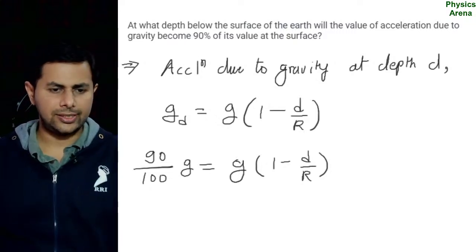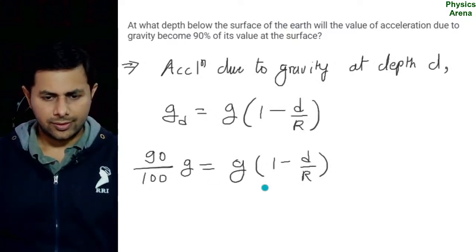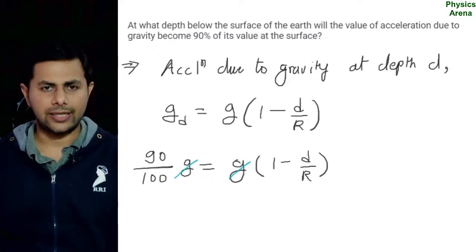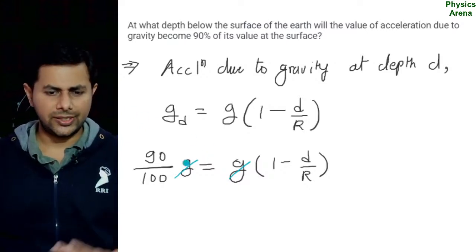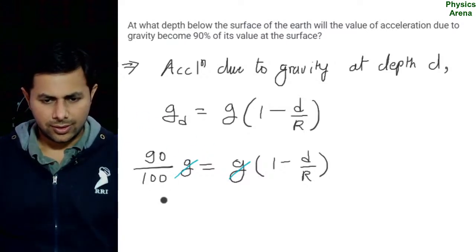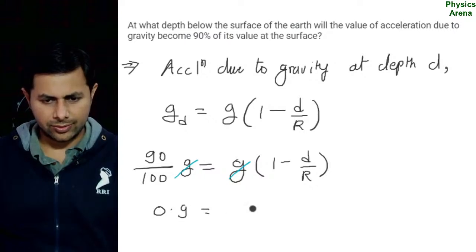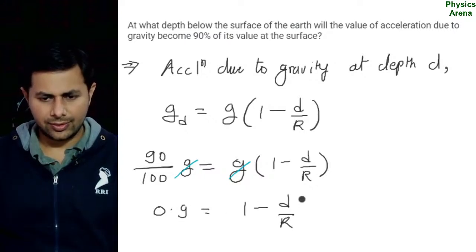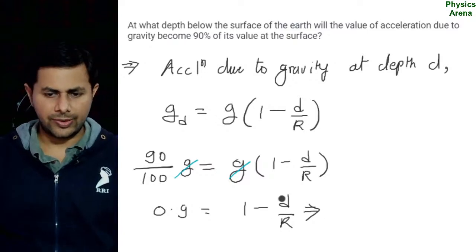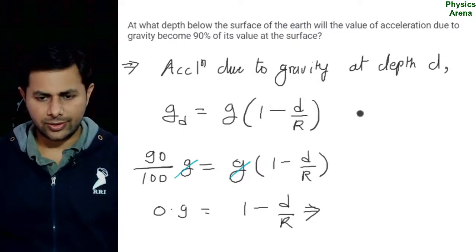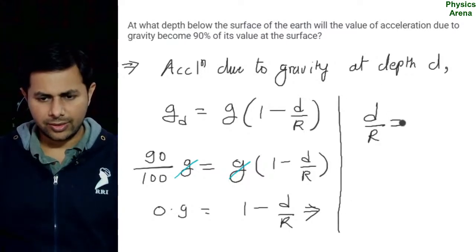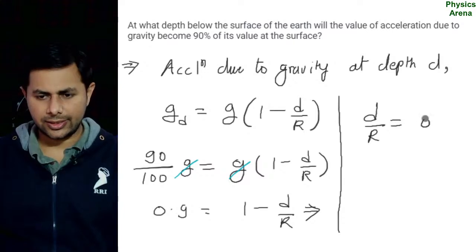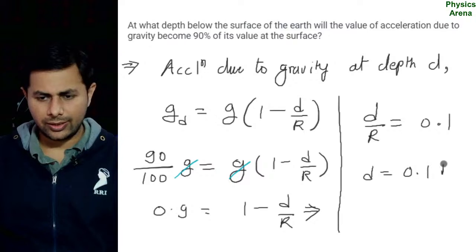Okay, so g and g get cancelled out. So it is 90 by 100, or I can say 0.9. So 0.9 equals 1 minus d by r. Which gives me, if I take d by r on the left-hand side and 0.9 on the right-hand side, d by r equals 1 minus 0.9, and that is 0.1. So the answer is d equals 0.1 r.